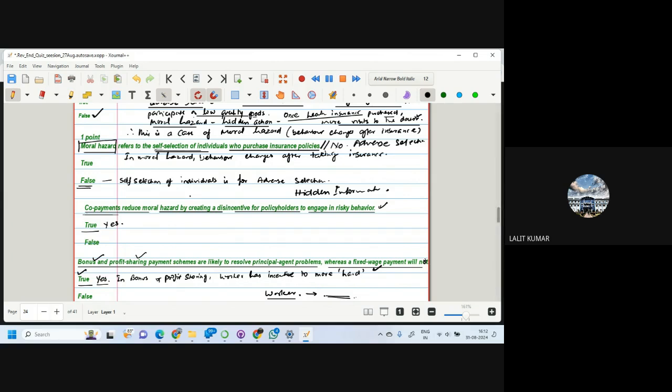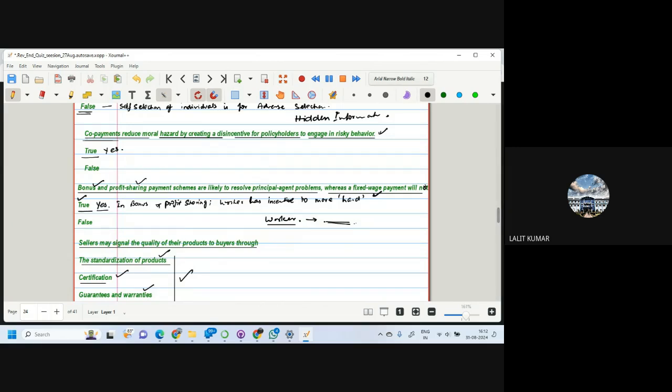Self-selection, like Shini sir had clarified in the WhatsApp, means that they know the information, so they go for the insurance and the insurance company does not know. Similarly, an insurance company offers some packages, they have more information and they get more customers. So that is the self-selection.